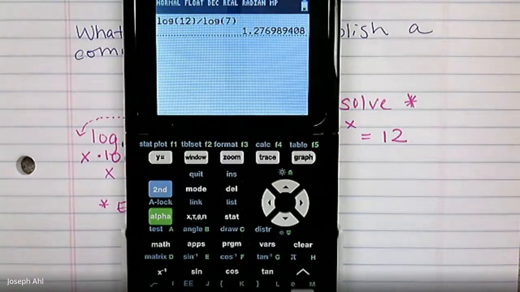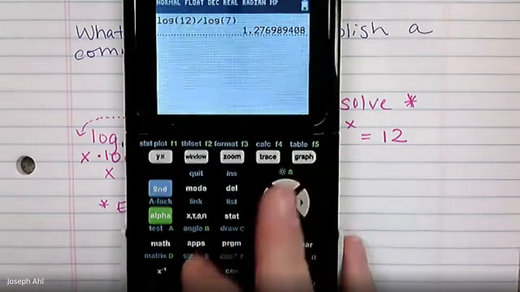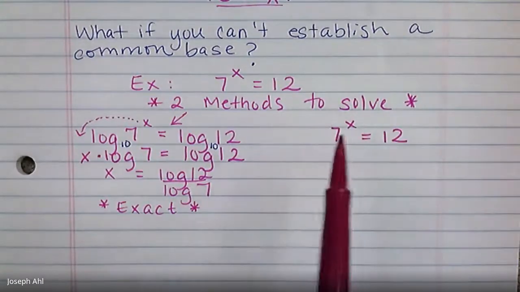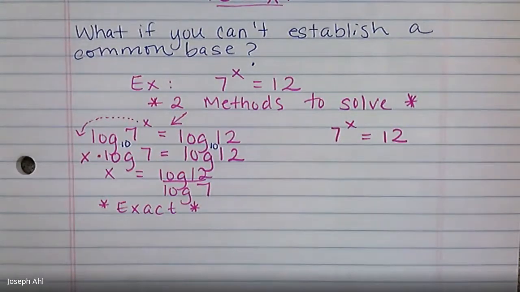So because 7 to the first is 7, 7 squared is 49, which is way too much already. I knew my answer should be somewhere between 1 and 2. All right, so how would I do this otherwise if I wanted a similar technique?